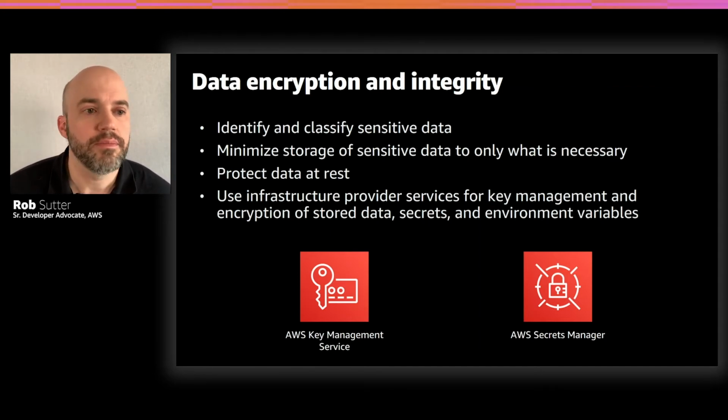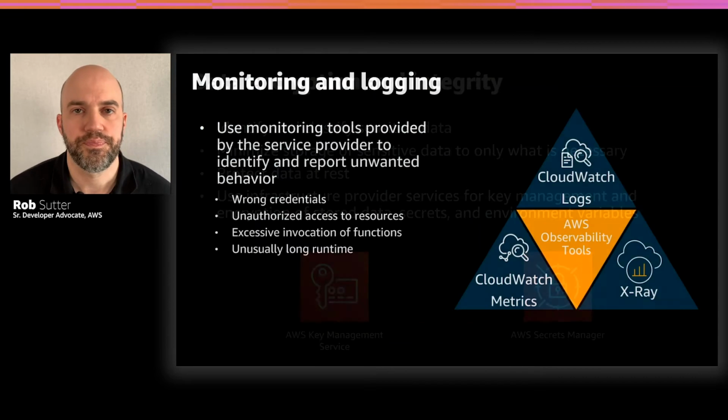Finally, OWASP recommends that you use infrastructure-provided services for managing private keys and encrypting data. Two services that AWS offers are mentioned here on this slide. AWS Key Management Service for managing, issuing, and revoking public and private keys, and AWS Secrets Manager, which allows you to encrypt and store secret configuration data for your application. It also provides an API for updating and rotating those secrets.